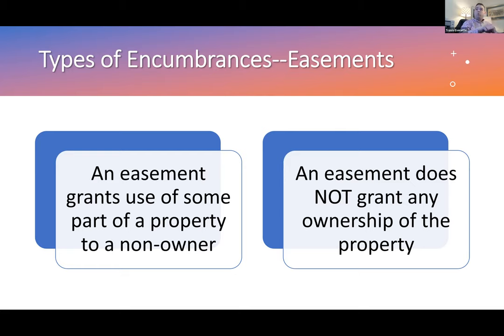Now, help me out here. Since we have two properties, we need to name these properties. One of these is going to be called the servient property. One of them is going to be called the dominant property. Which one do you think is servient? Which one is providing a service? Lot number two. Lot number two is servient. And lot number one is what? Dominant. That's your permanent easement.